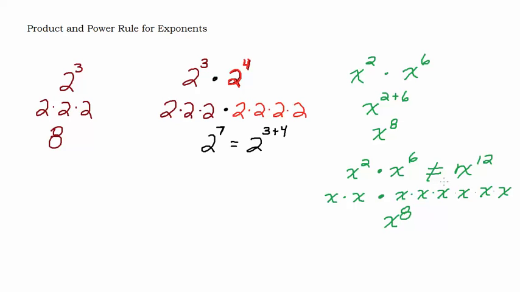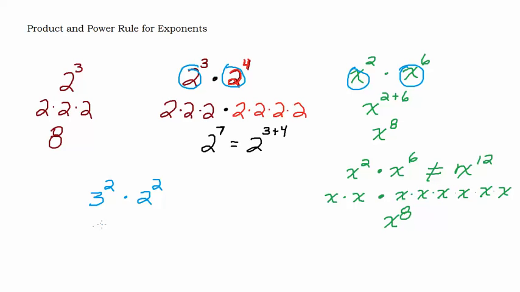Now that's really important. It needs to be a common base, okay? When I say common base, I mean like this is a 2 and this is a 2. That's the base. Those have to be the same. This is an x and this is an x. Those have to be the same. If I had something like 3 to the second power times 2 to the second power, I can't really combine those together in any way.